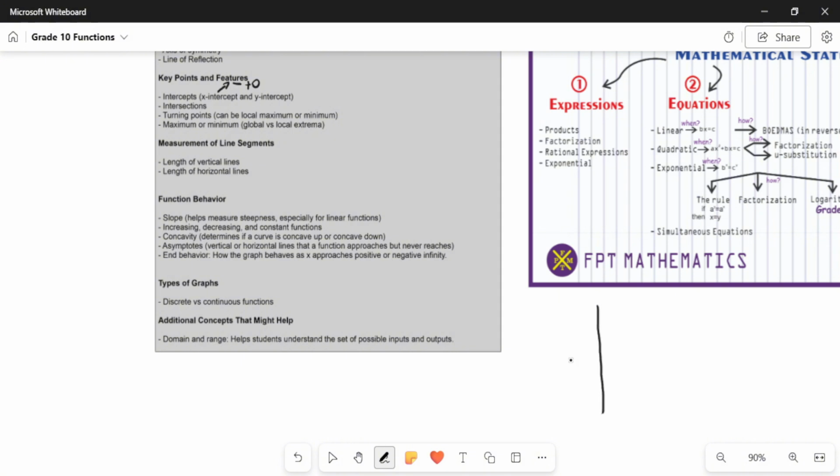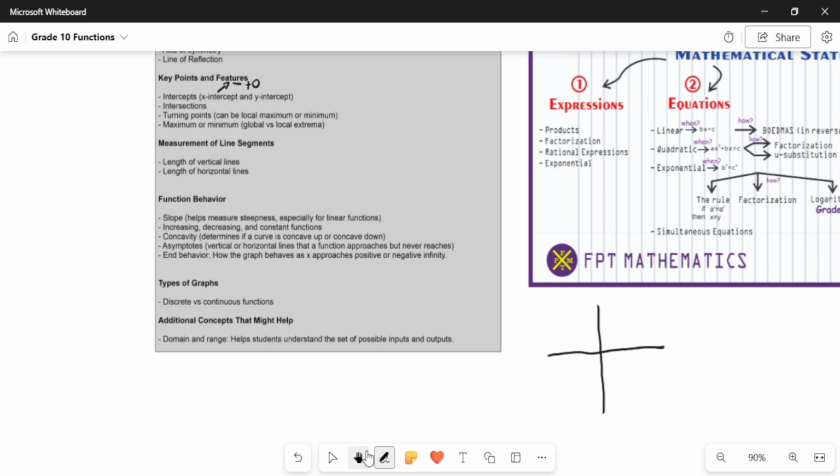So at the turning point, remember the function either reaches a minimum like this, or it reaches a maximum like this. The way you would see it is like this here, because it turns on the y-axis, or it'll look like this here. So it'll be a maximum.